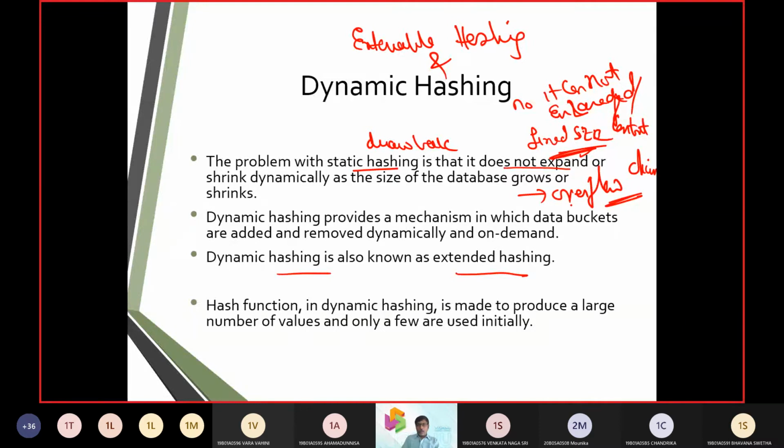Now, what if we can add buckets, or remove buckets whenever needed? Dynamically, in the sense, whenever needed, which is nothing but on demand. Okay. So why take fixed size buckets? Sometimes the database may occupy those buckets, sometimes the database may not occupy the buckets. That was the drawback we are talking about in static hashing.